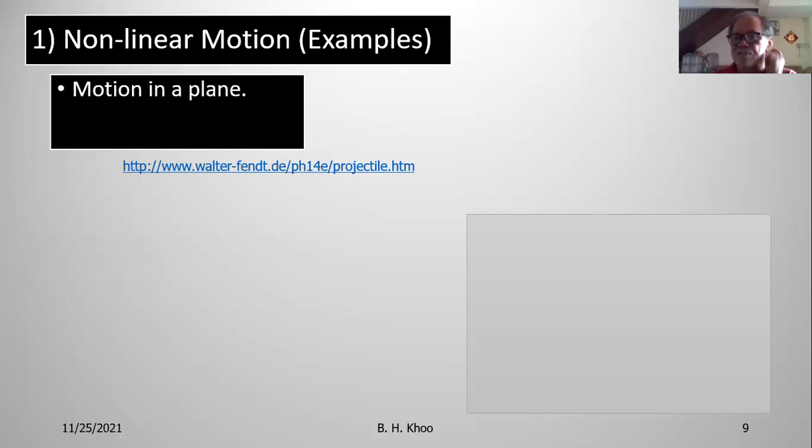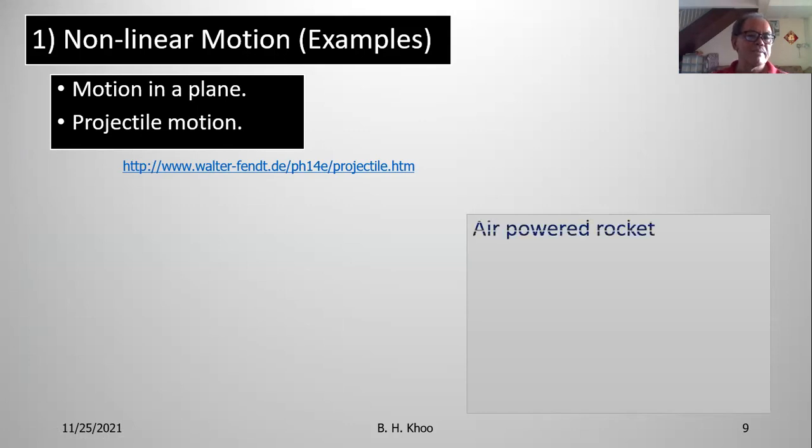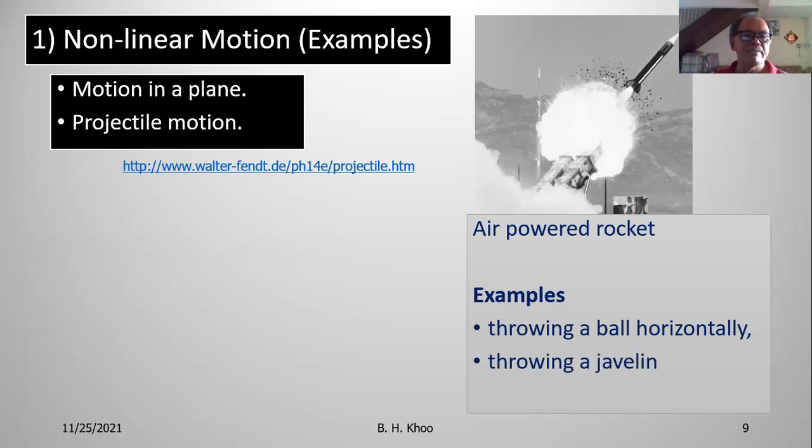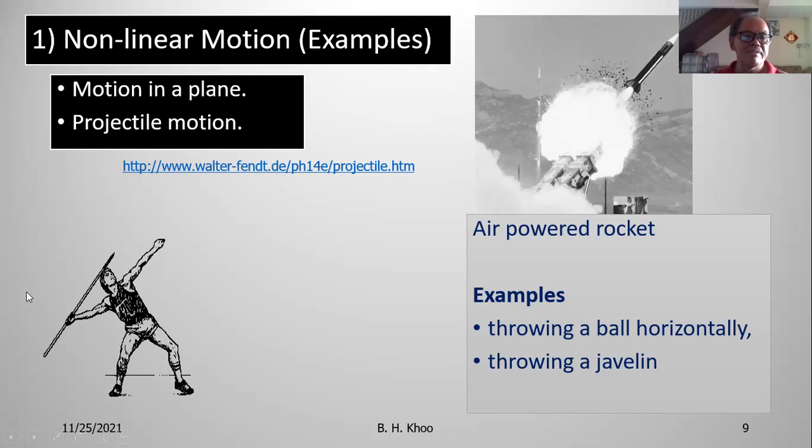Example of non-linear motion, or we call it motion in a plane. Projectile motion. You can join this website to play with some of the animations. These are examples: an air power rocket. Another example, throwing a ball horizontally, throwing a javelin, like this one in the Olympics.